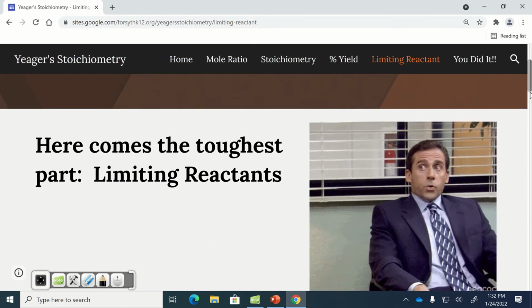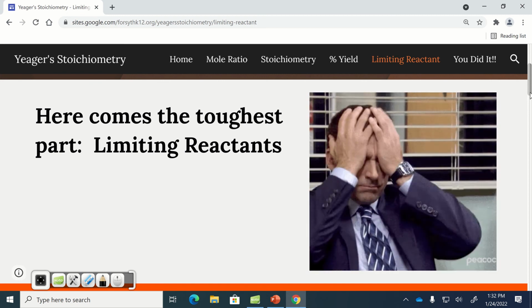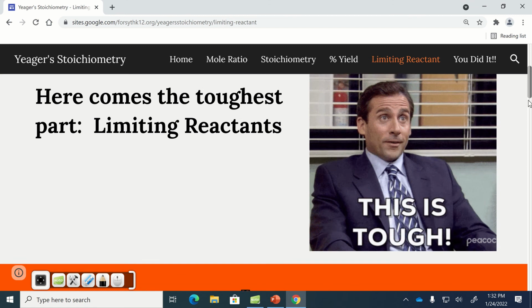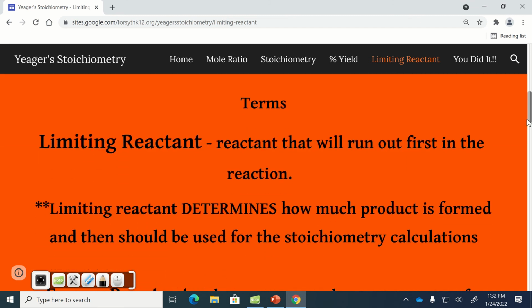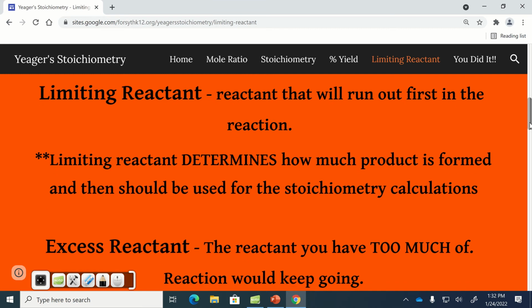So this is probably considered the toughest part of the unit, okay? So here we go with it. I mean, we basically have to just add, as always, one more step to what we're already doing. So first off, what do we mean by limiting reactant? Let's talk about a couple terms you're going to see in these problems, okay?